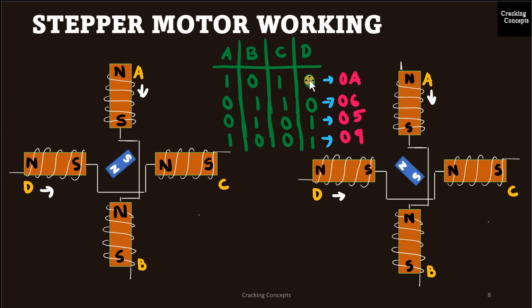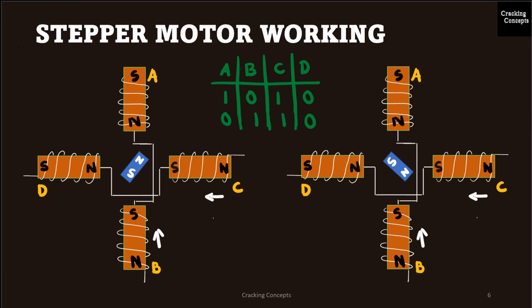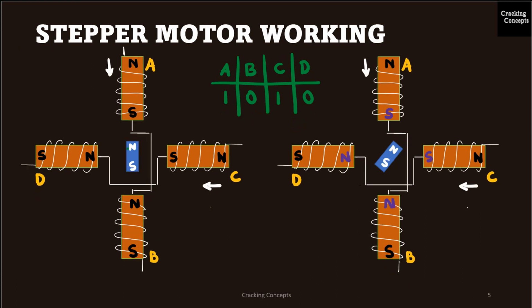Now we have written the hexadecimal equivalent for all these 4 entries. Now this will be the data that we are feeding into the stepper motor in order to perform the stepwise motion. We saw that a complete rotation here took only 4 steps, which means the step angle was 360 degrees divided by 4, which is 90.